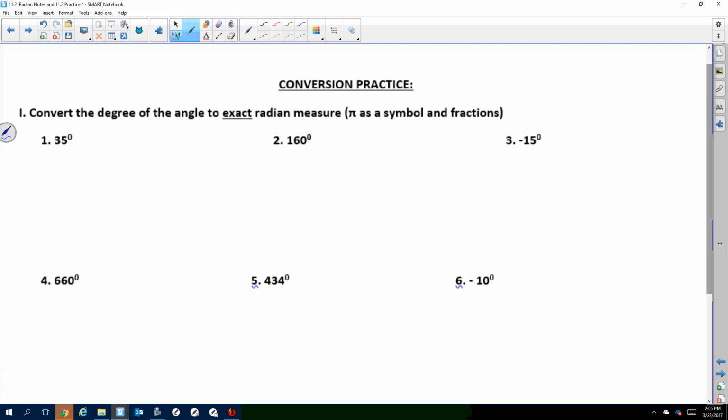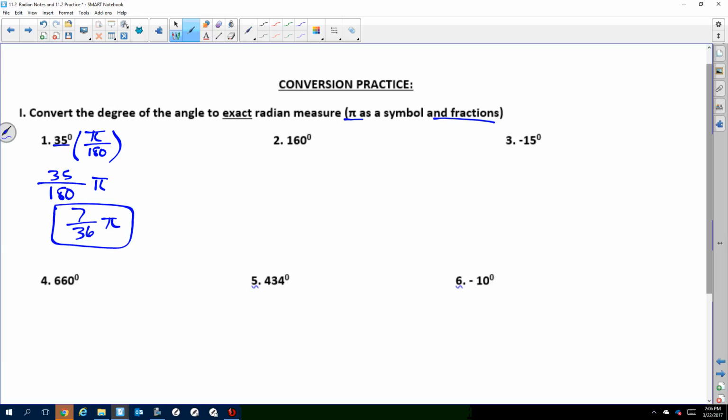So here we want to convert the degree to the radian. It says pi as a symbol and a fraction. So we're multiplying just by pi over 180, which really is just taking that angle, putting it over 180, and putting pi in my answer. So we just need to simplify that. And this comes out to be 7/36 pi. And we're just going to box that.